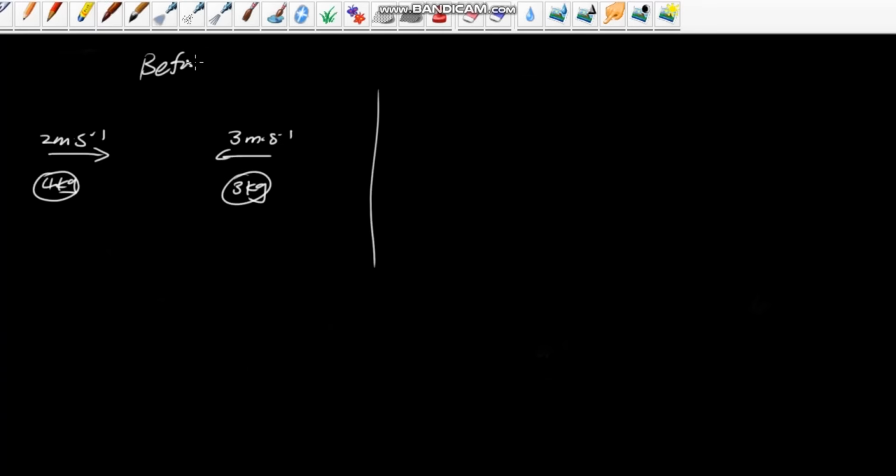Okay, let's say sine example lana i-object i-4 kg iyamuva ngo-2 meters per second to the right. Kune object i-3 kg iyamuva ngo-3 meters per second to the left. And then lama objects lawa, this is before, bese after ukushayisana njengoba ubona ngathi azoshayisana.